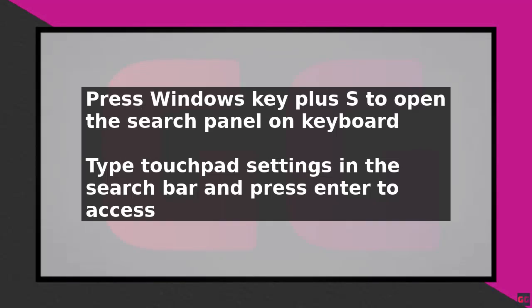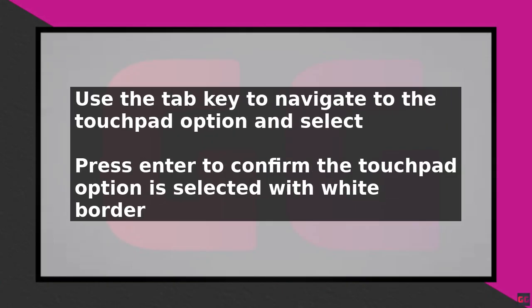To enable the touchpad on Windows 11 without using a mouse, press the Windows key plus S on your keyboard, which will open the search panel. Type Touchpad Settings in the search bar, and press Enter to access the settings. If the touchpad option is not already selected, use the Tab key to navigate to it.